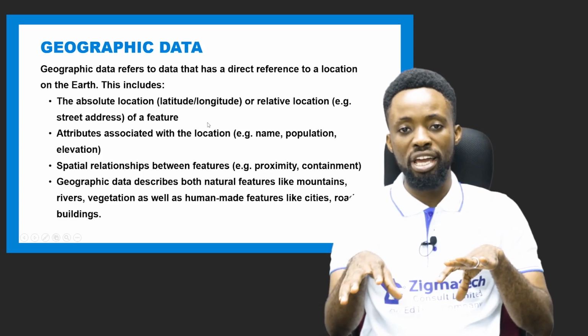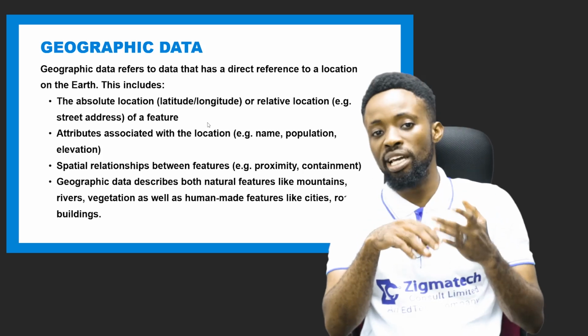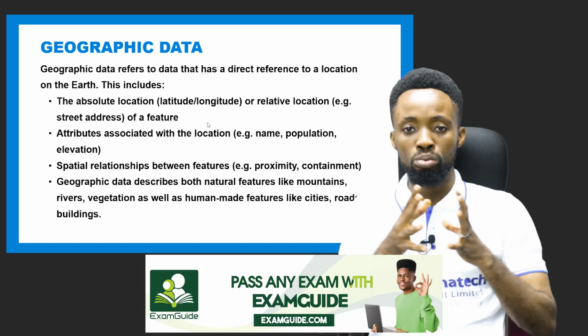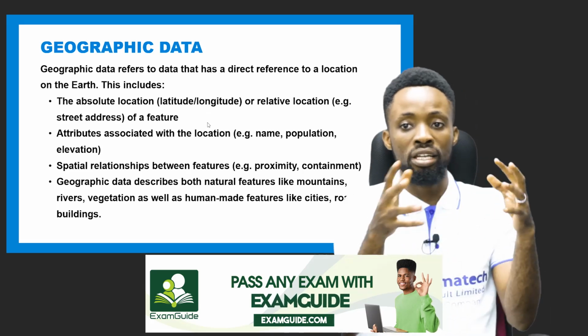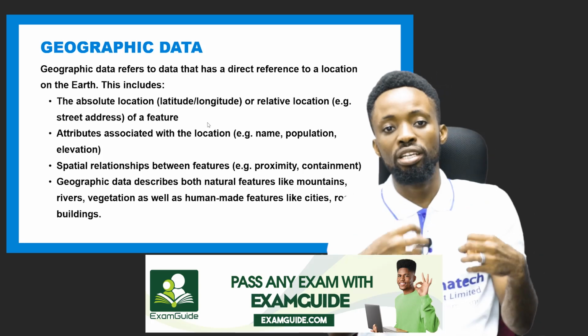So if we know what GIS is, what then is geographic data? Because we say that GIS has to do with what? Capturing data, processing and analyzing this data and the rest. So what then is the geographic data that is needed for GIS?